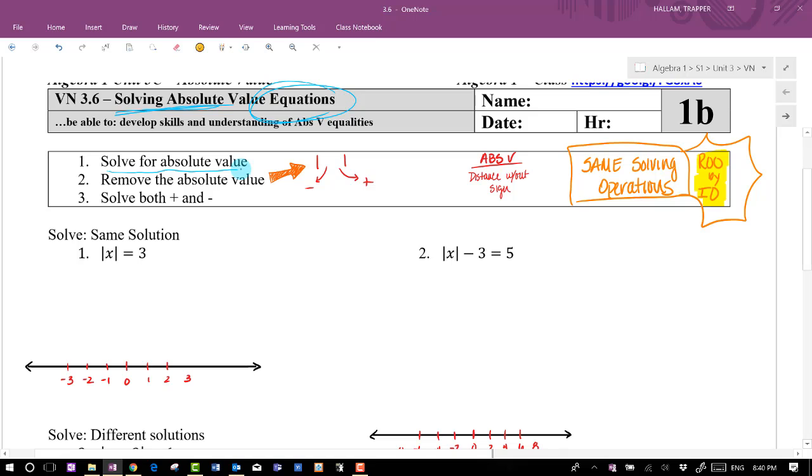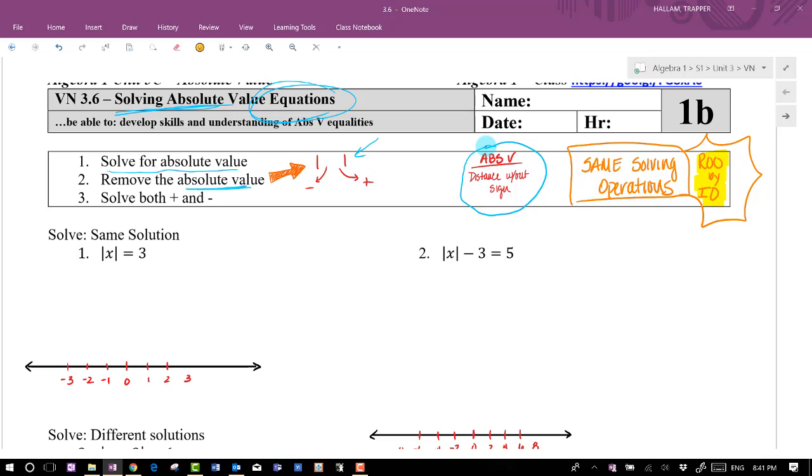Two, we have to be able to remove the absolute value. We've got a way to get the stuff that's inside the absolute value outside of the absolute value so that we can solve. You'll find that our variable, most often for these, will be inside of the absolute value. What does that mean to do? Well, you've got to remember that absolute value is a distance without signs. So there can be a left distance and a right distance from whatever location that we're talking about.